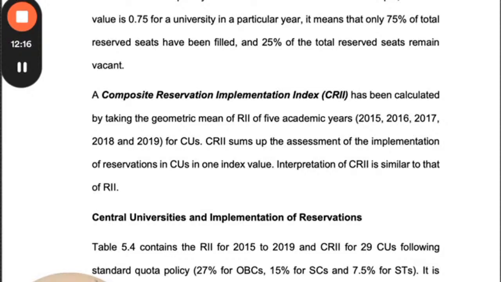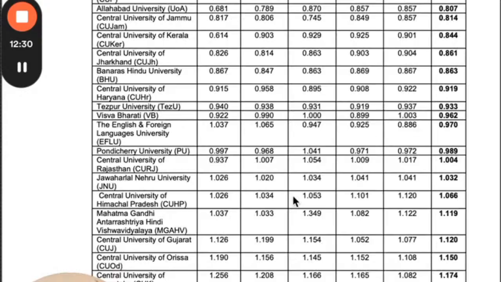However, we are going to give the data for all the central universities and do a detailed comparison. The author has done great work here, and I have to tell you that he has taken the data from 2015 to 2019 and computed it for all the central universities. Here you can see that the RII for 15, 16, 17, 18, 19 is computed. Then the average of it is taken for every university, which is called the composite reservation implementation index. Once that is done, the entire averaging is done for all the universities.